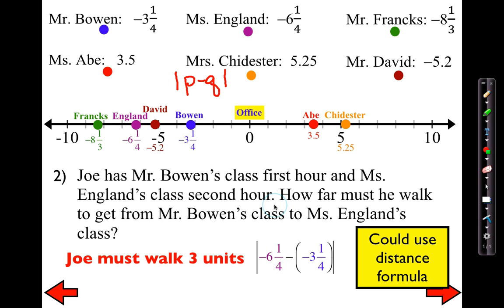Here, if you add the opposite, it's basically -3. So here, if you add the opposite, you find that the fractions cancel each other out, and you're basically left with -6 plus 3. And the absolute value of -3 would just be 3. So Joe must walk 3 units.